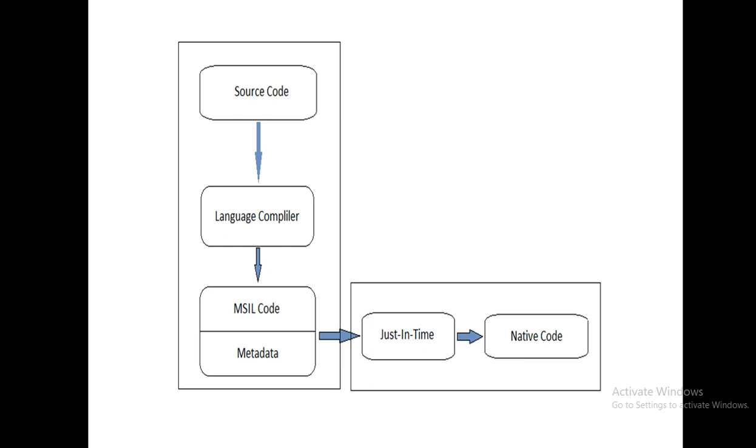Okay, so now it takes the MSIL code with your metadata, and it gives the MSIL code to the just in time compiler, and this JIT compiler converts your MSIL code into the native code, which is nothing but your machine level code. Okay, then your CPU can understand the program you have written. After that your CPU starts executing it. So this whole part is actually handled by your CLR.